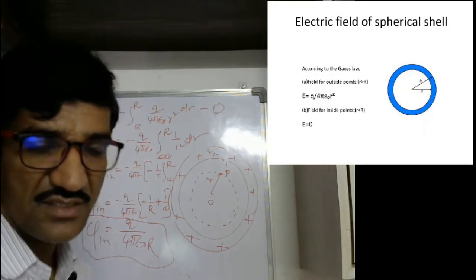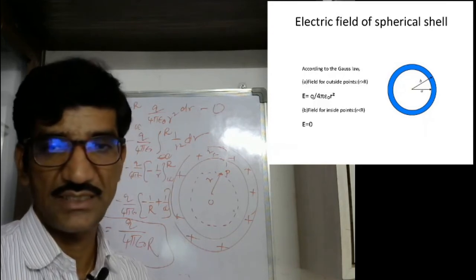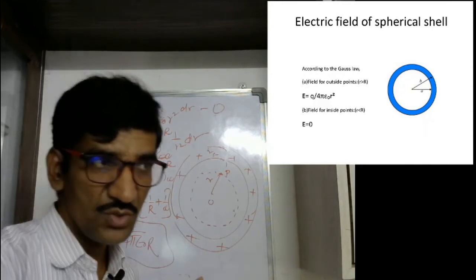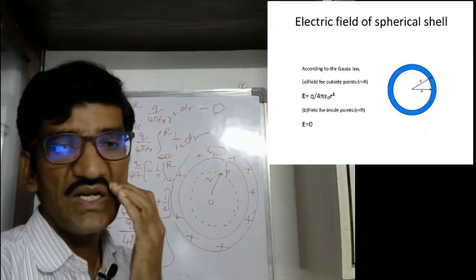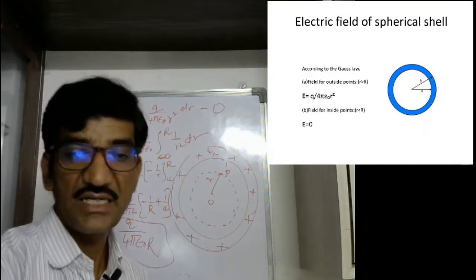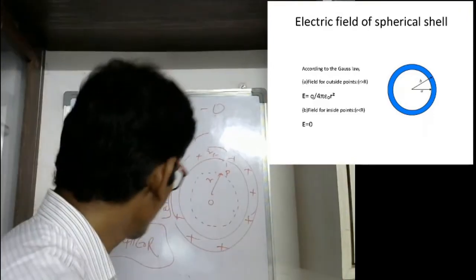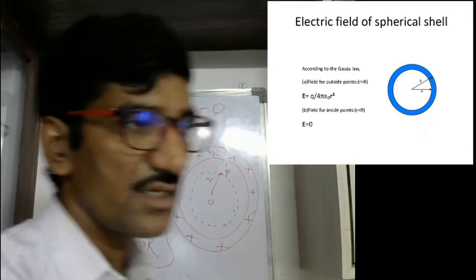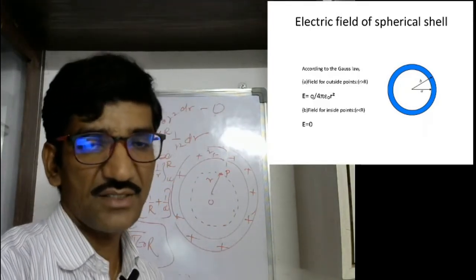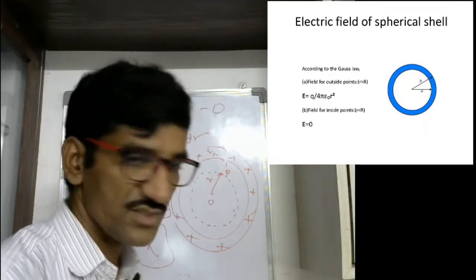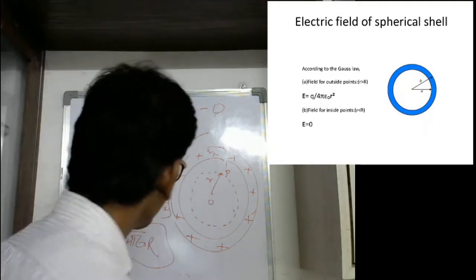But this does not happen in case of a uniformly charged sphere. As you move from the center to the surface, what happens? Electric potential decreases there. But here the potential will not vary at all. Potential will not change at all. That potential will be the same as that on the surface of the shell. Okay, this is the difference between the spherical shell and the uniformly charged sphere.